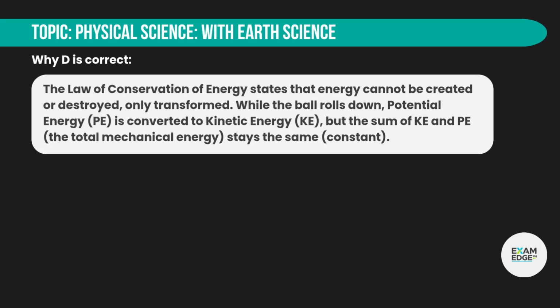Why D is correct? The law of conservation of energy states that energy cannot be created or destroyed, only transformed. While the ball rolls down, potential energy, PE, is converted to kinetic energy, KE. But the sum of KE and PE, the total mechanical energy, stays the same, constant.